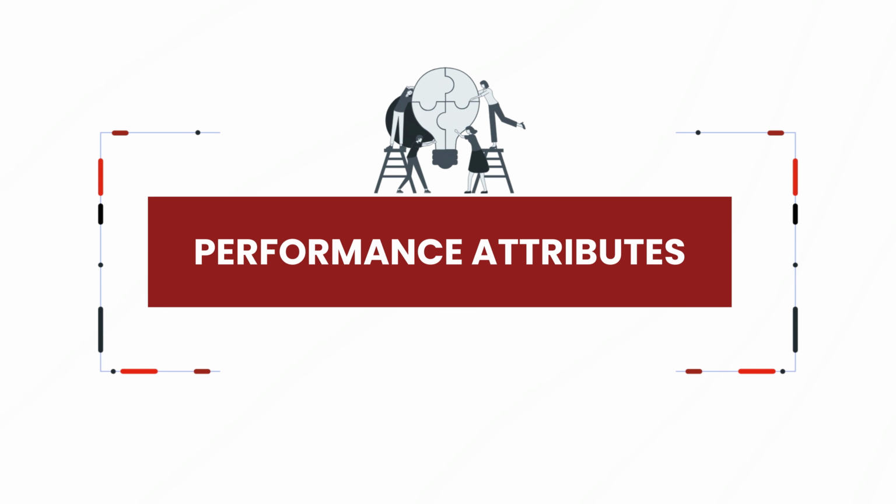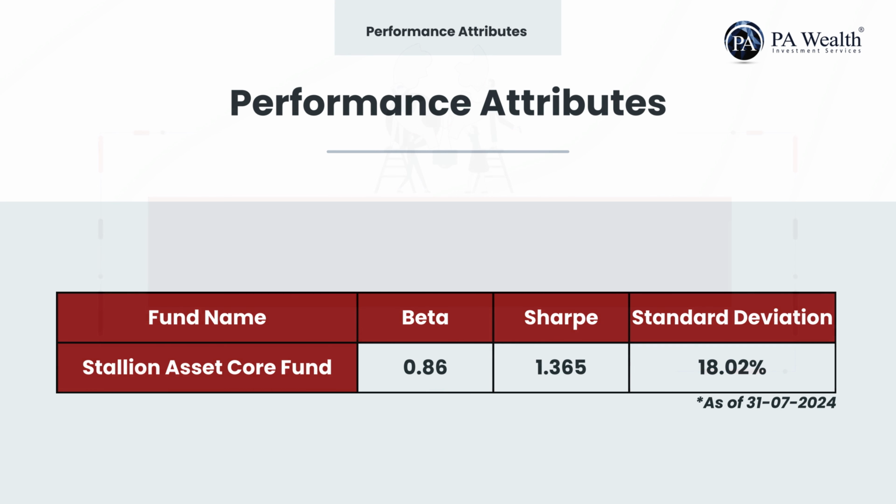Now, let's look at the performance attributes of the fund. The Stallion Asset Core Fund has a beta of 0.86, indicating slightly lower volatility than the market, and a Sharpe ratio of 1.36. Its standard deviation of 18.02% shows moderate variation in returns, highlighting potential performance fluctuations.